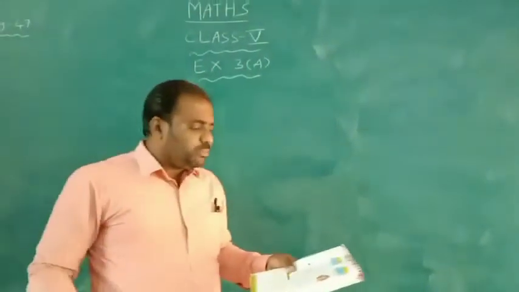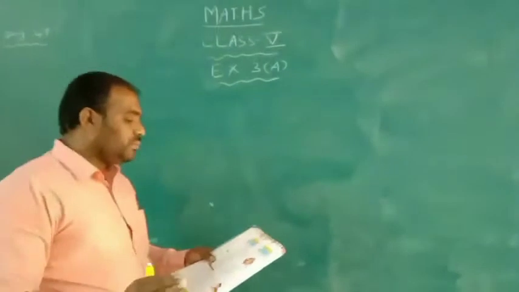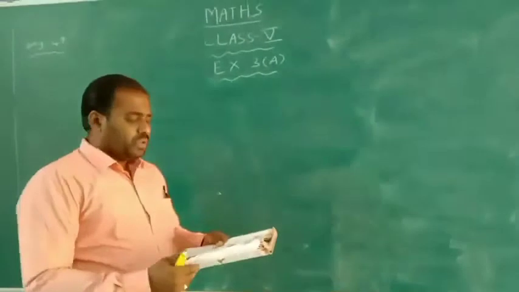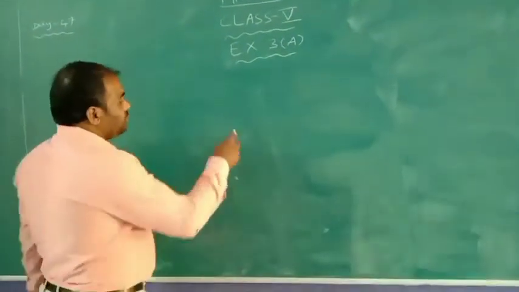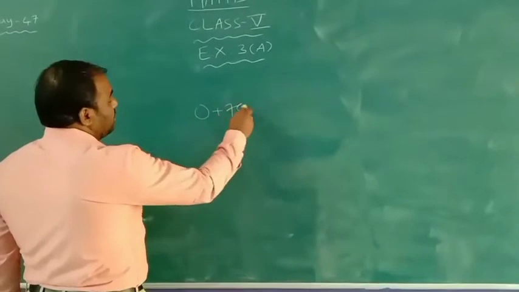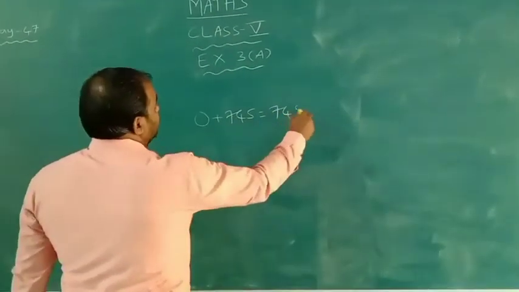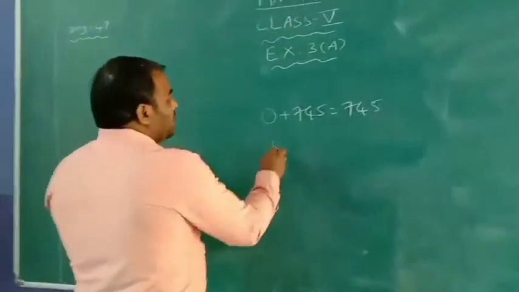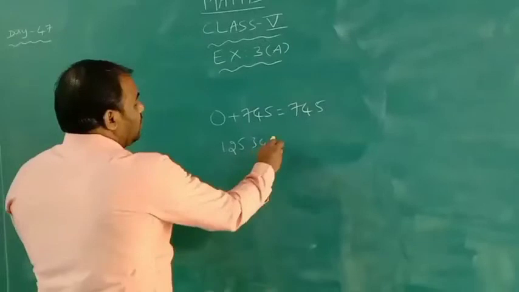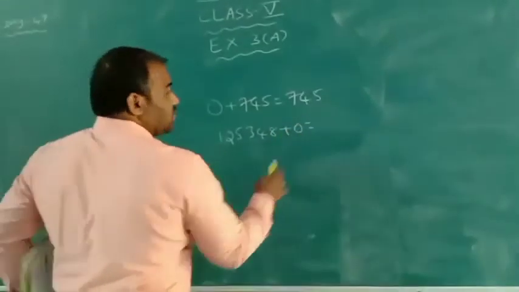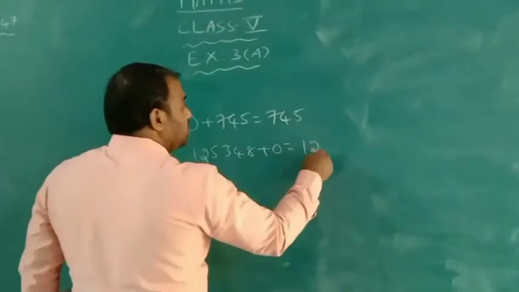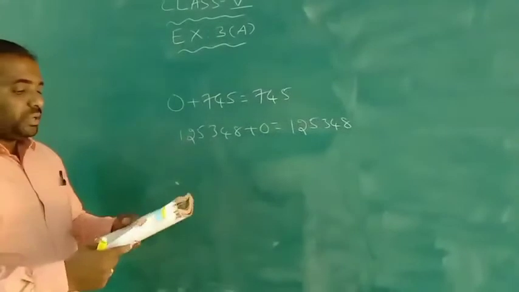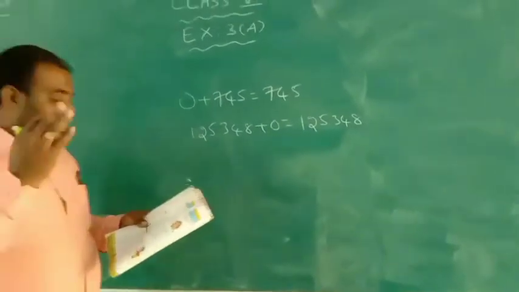Properties of addition, beta. Simple. There are 4 rules. What do they mean? When 0 is added to a number, the value remains the same. See, 0 is added to any number. 0 plus 745 becomes 745. See, 1,25,345 plus 0, means we will get this answer only, 1,25,345. When 0 is added to any number, the value remains the same. This is the first rule.